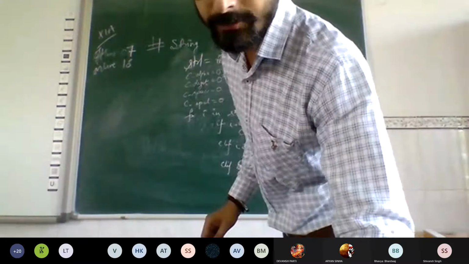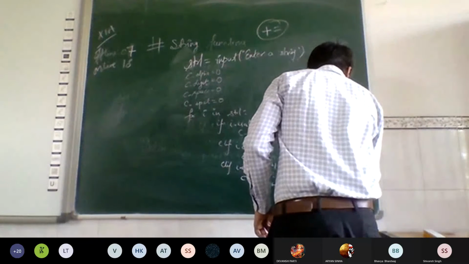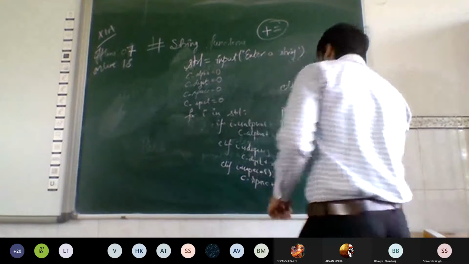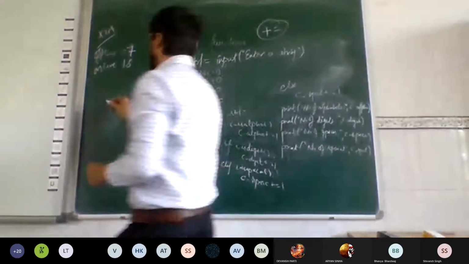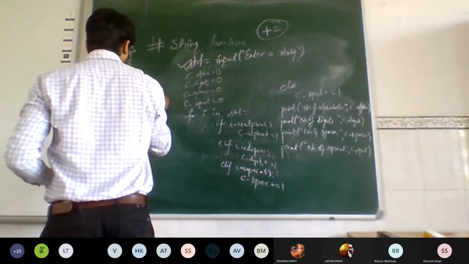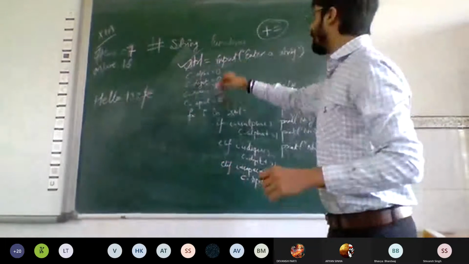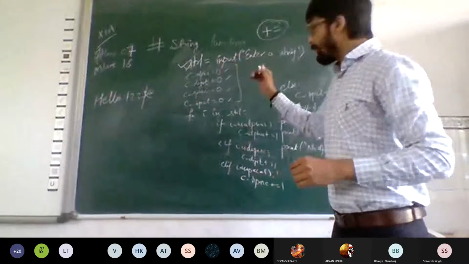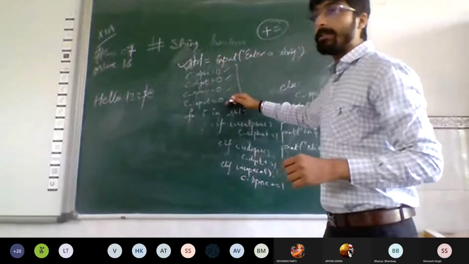You may lower down your hands, everyone. So let me explain this program first. We have taken a string from the user. Suppose, for example, the string that I have taken is hello $1 to $3. Simple string: hello space $1 to $3. C alpha, C digit, C space, C special. These are the 4 variables that I have taken to hold the values: the total number of alphabets, total number of digits, spaces, and special characters.